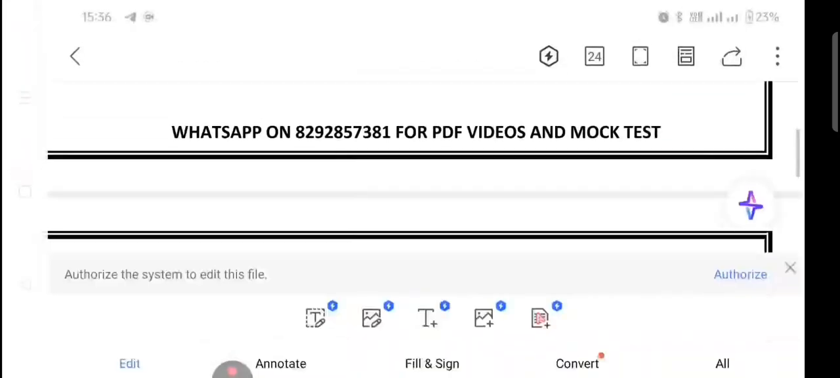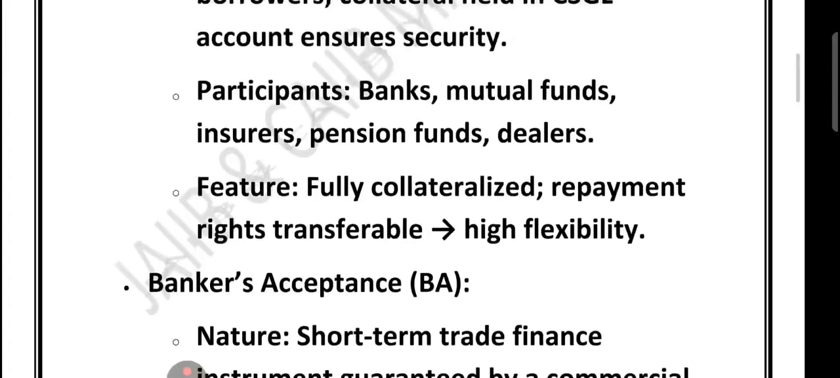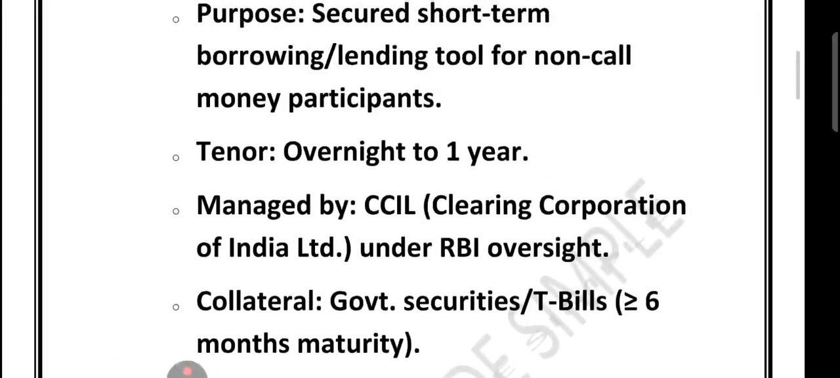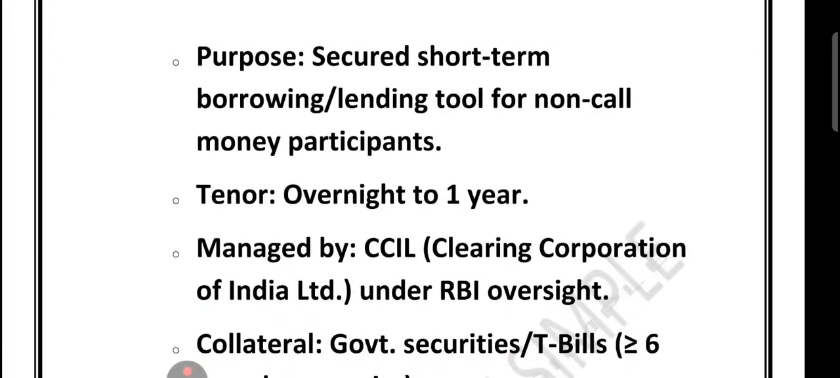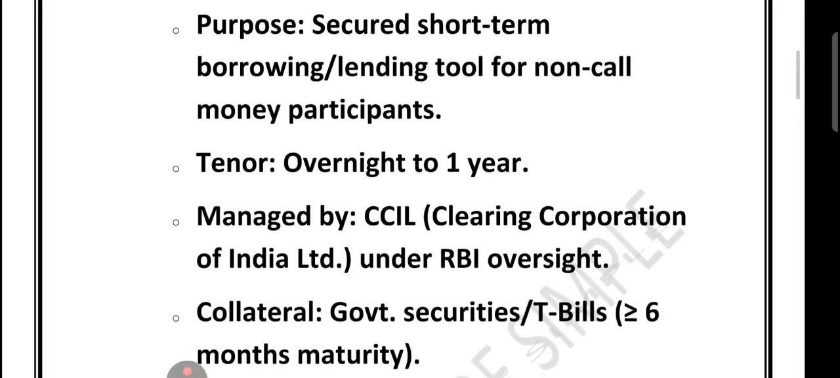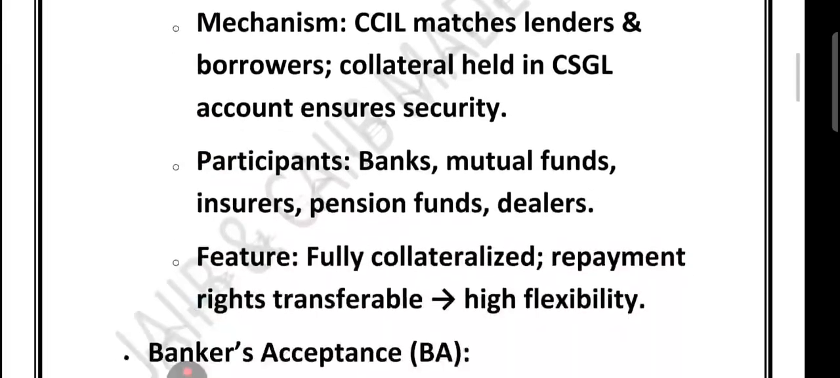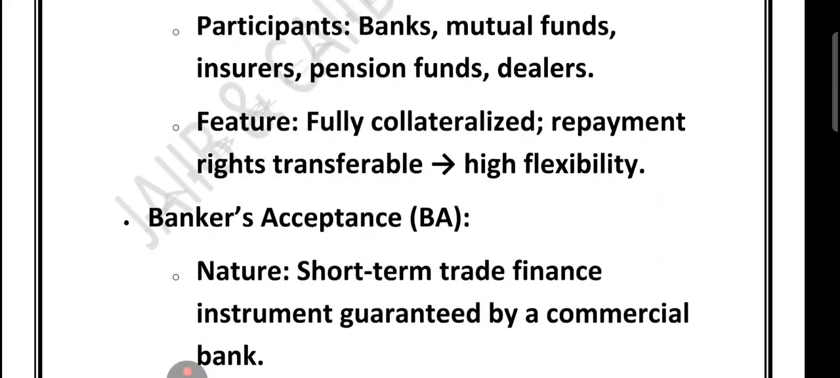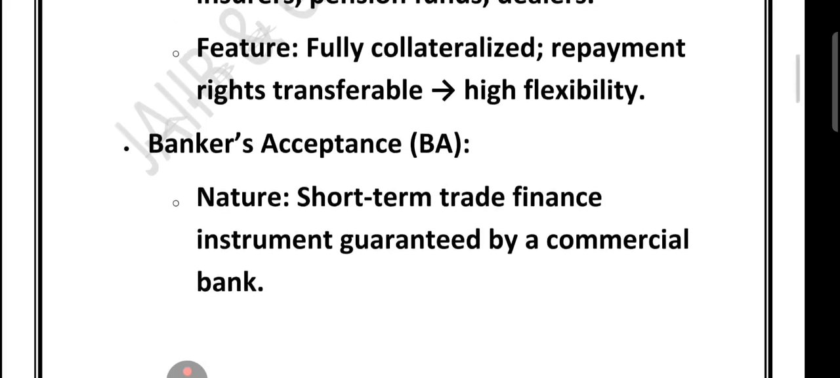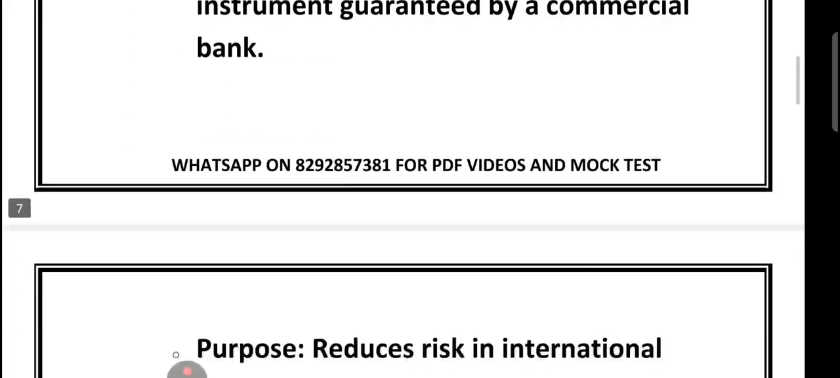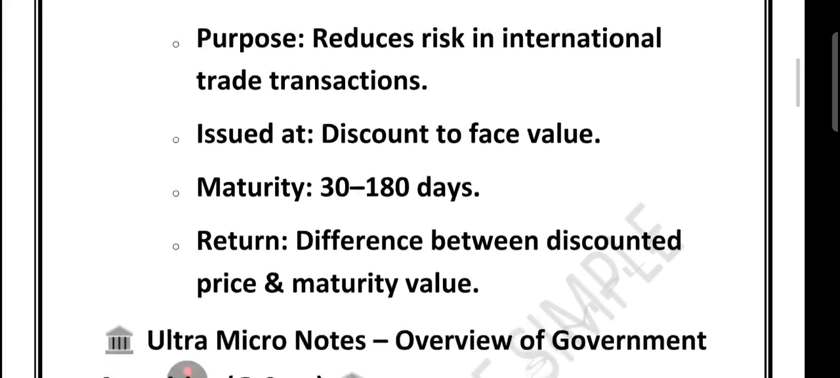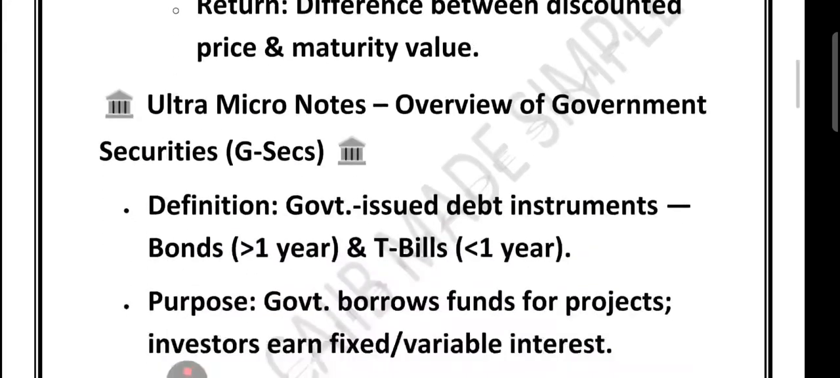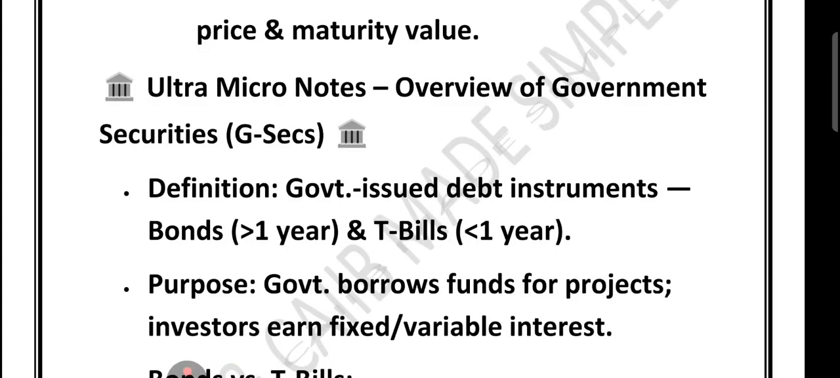So what we learned from this discussion, let me just summarize. We started with CBLO, collateralized borrowing and lending obligation. These are secured lending and borrowing, which is done by CCIL. Please remember the name. And it is collateralized with government security, tenure up to 1 year, and used by banks and financial institutions. Second, we talked about the bankers acceptance. In short, we call it BA. They are a bank-guaranteed short-term trade finance tool. They are used in international trade, issued at a discount, 30 days to 180 days maturity, right? So both instruments promote liquidity, safety, and trust in the short-term financial market.